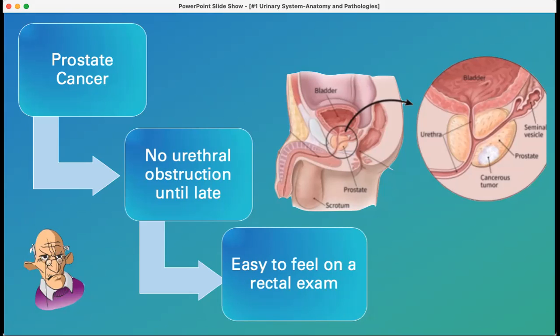The other thing is, remember rectal tumors, very common, colon cancers, and they're actually easy to feel just with a digital exam.